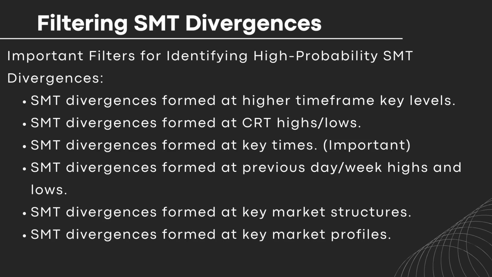The third main important point is SMT, right? Divergence is formed at key times, right? Now we know that time is important in price. We must match key levels with SMT divergence, but at the same time, you have to look for high probability SMT formed at key times, right?